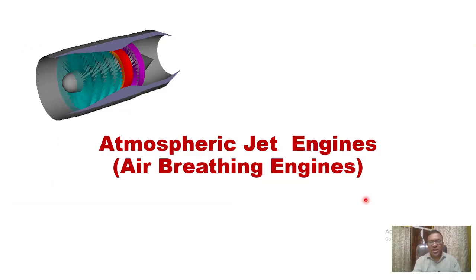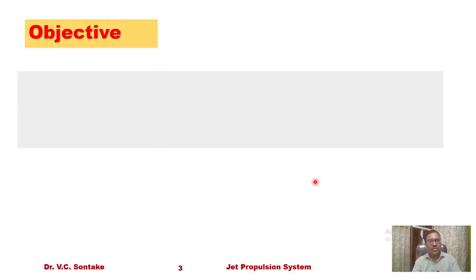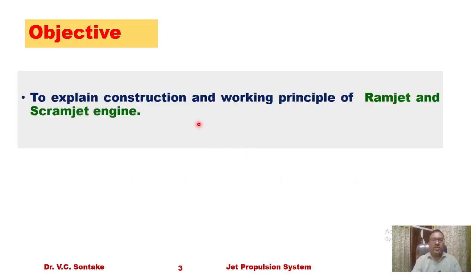In this video, I am going to discuss about the atmospheric jet engines. They are also called as air breathing engines. So objective of this video lecture is to explain construction and working principle of Ramjet and Scramjet engines.